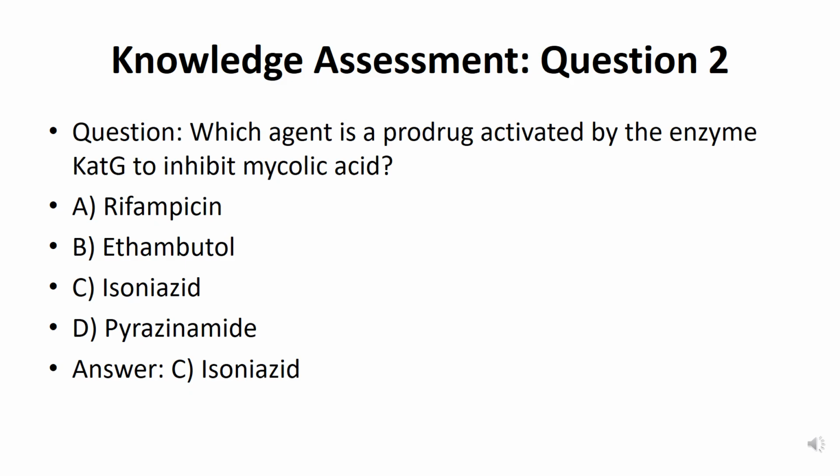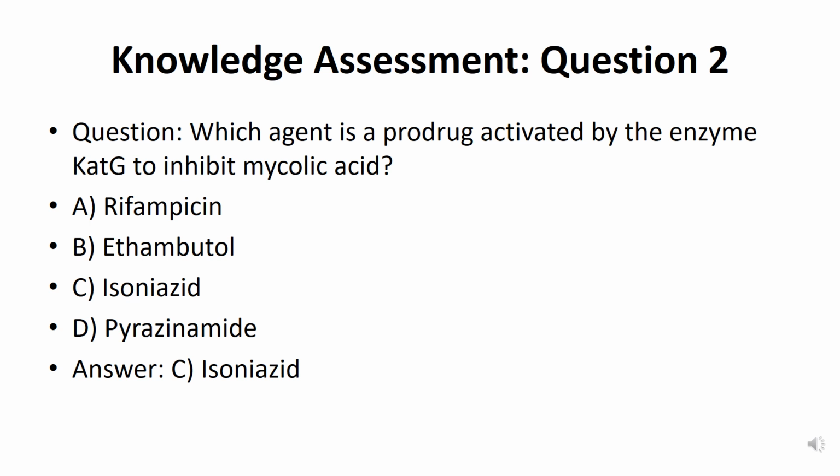Ethambutol affects cell wall formation, but through a different pathway. It inhibits the synthesis of arabinogalactan, another important component of the mycobacterial cell wall. Although it targets the cell wall, it is not activated by KatG and does not directly inhibit mycolic acid production. Pyrazinamide also works differently. It is converted into its active form by a bacterial enzyme called pyrazinamidase. Its primary action involves disrupting bacterial energy metabolism and membrane function, especially in acidic environments.